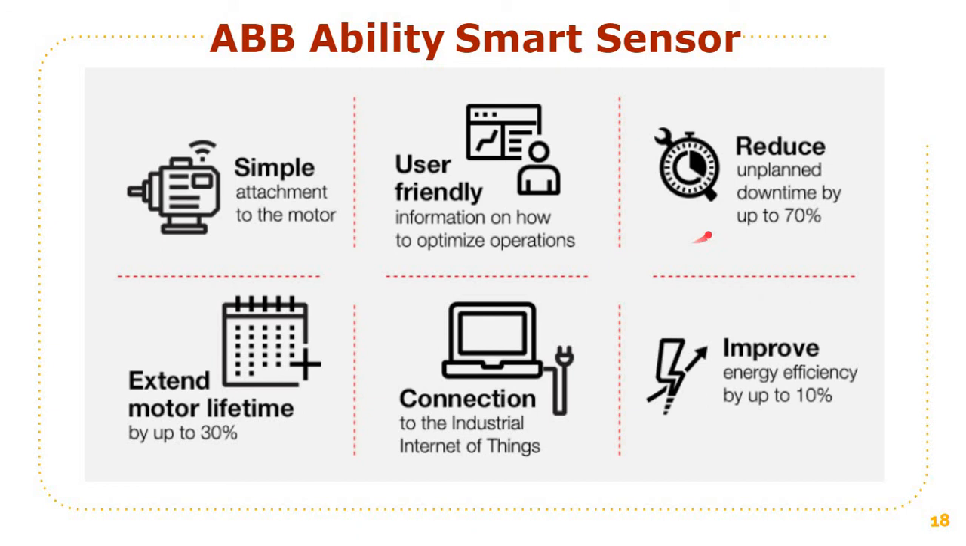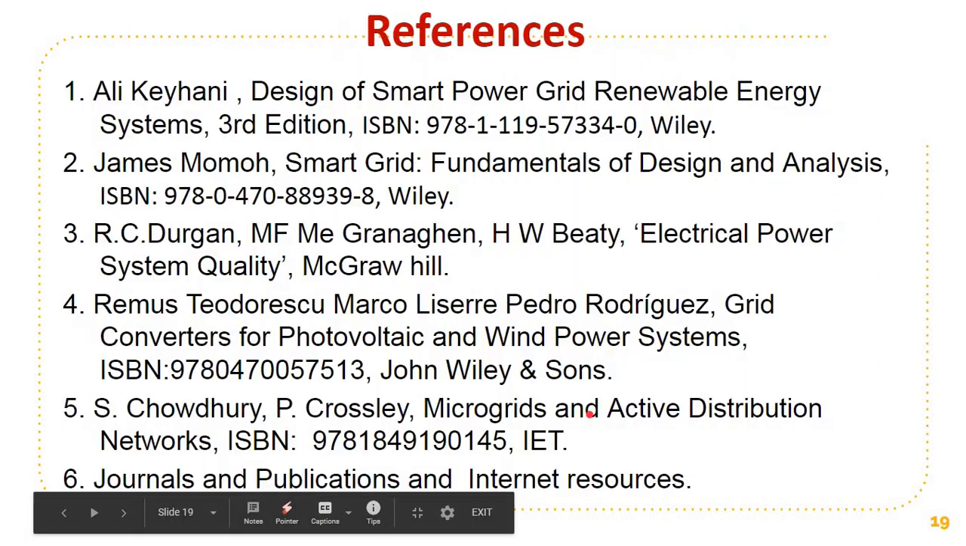These are the functionalities of the ABB smart sensor. It is very simple and user friendly. The downtime can be reduced by up to 70%. It extends the motor lifetime by 30%. It can be connected to the IoT, and it improves the efficiency by 10%.